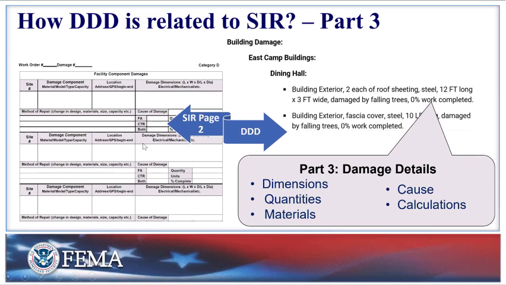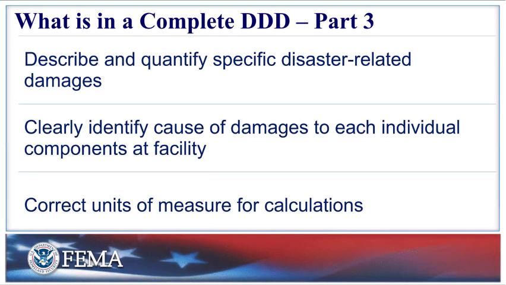And once again, with this information, we're building that foundation. This information is very key for the development of the scope and cost of work of future projects. So we want to make sure this information is accurate. Part 3, what is a complete DDD? We want to describe and quantify specific disaster-related damages. We want to clearly identify cause of damages to each individual component at that facility, and we want to use the correct units of measurement.